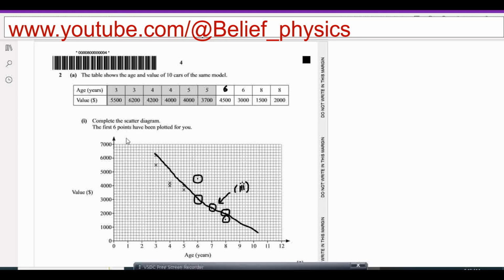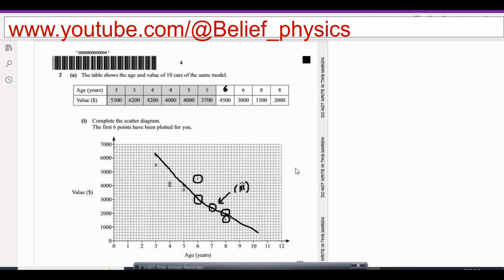So we have to complete the scatter diagram. First three points are plotted. So for 3 there are two values, for 4 there are two values, and for 5 we have two values. For 6 it is 4500 and 3000; 4500 is this point and 3000 is this point. We mark these two points. Then for 8 it is here, 1500 and 2000. Okay, that's it. So this is how you draw it.